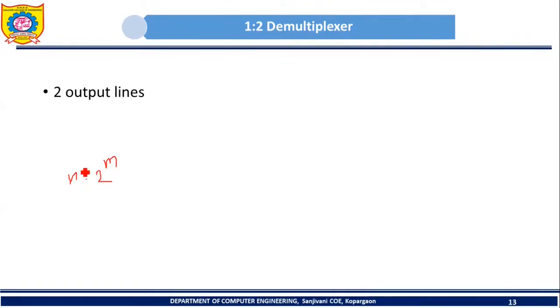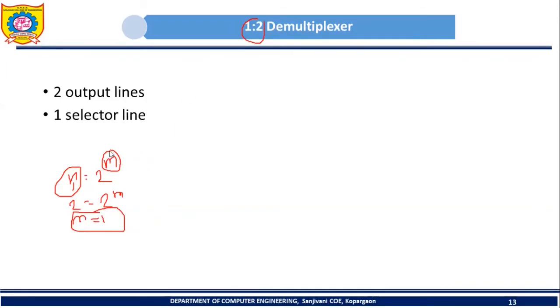Yes, so that relation is n is equal to 2 raised to m. Here n is the number of output lines and m is the number of selector lines. Now in this case it is given that n is 2. We have 2 output lines, so 2 is equal to 2 raised to m. So what should be the value of m here? Here m should be 1. So I can say that in 1:2 demultiplexer we will have total 1 selector line.